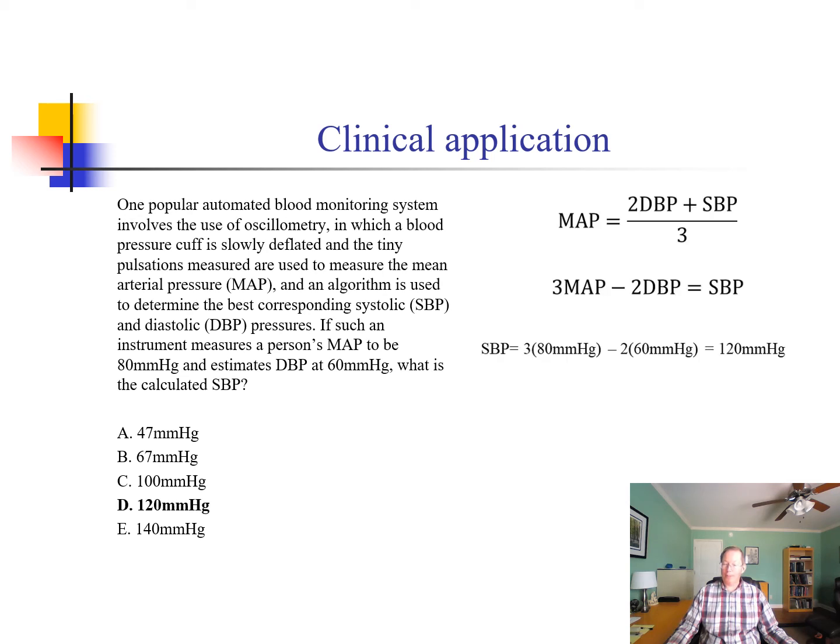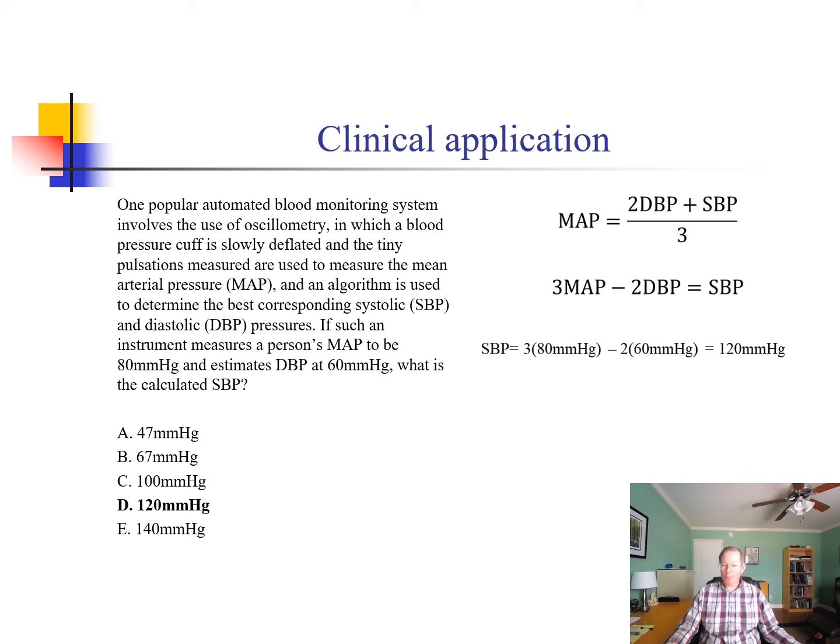So now remember, mean arterial pressure is a weighted average, 2/3 the diastolic plus 1/3 of the systolic. I can take that formula and then rearrange it to solve for systolic blood pressure. And when I do that and plug in the figures, I'll get 120 millimeters of mercury.